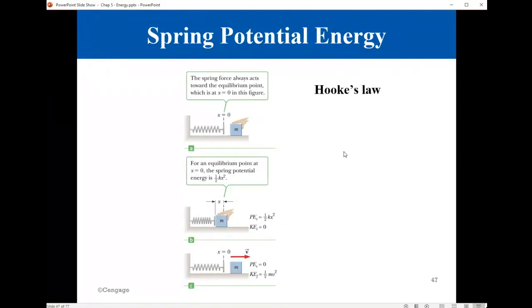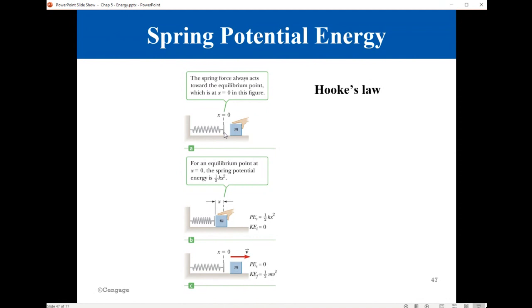Enough about the gravitational potential energy. We move to a second form of potential energy, which is the spring potential energy. We are all familiar with springs. Imagine a spring fixed at one point and free at the second point.